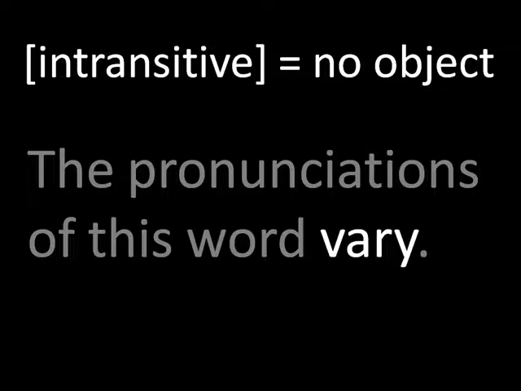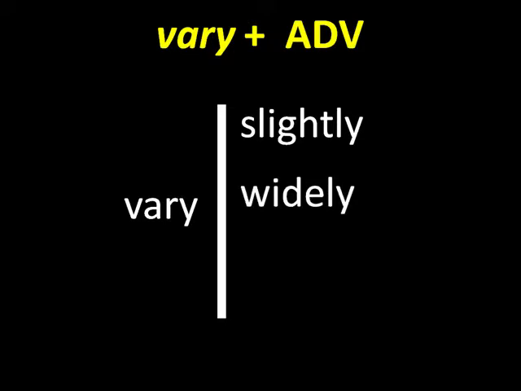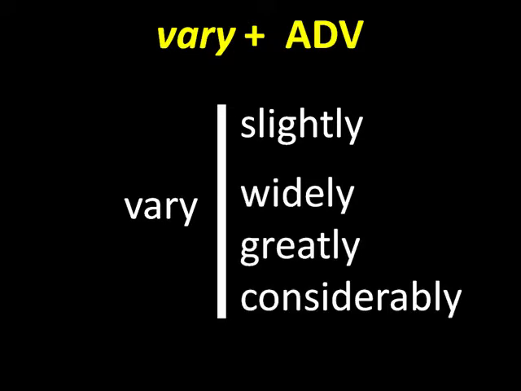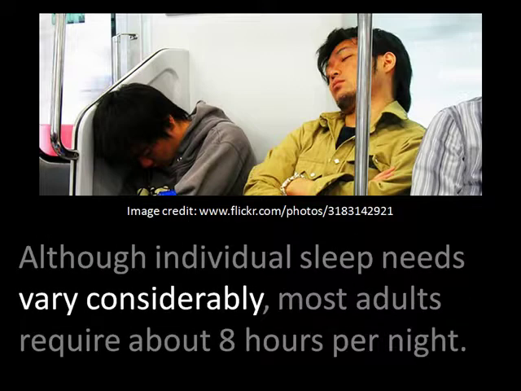So, what kinds of words are used after this academic meaning of vary? Well, there are some common adverb collocations, one of which we've used already. We said the pronunciations vary slightly, meaning just a little. But it's also common to say that things vary widely, or greatly, or considerably. All of these can mean that they vary a lot. As in this example, although individual sleep needs vary considerably, most adults require about 8 hours per night.